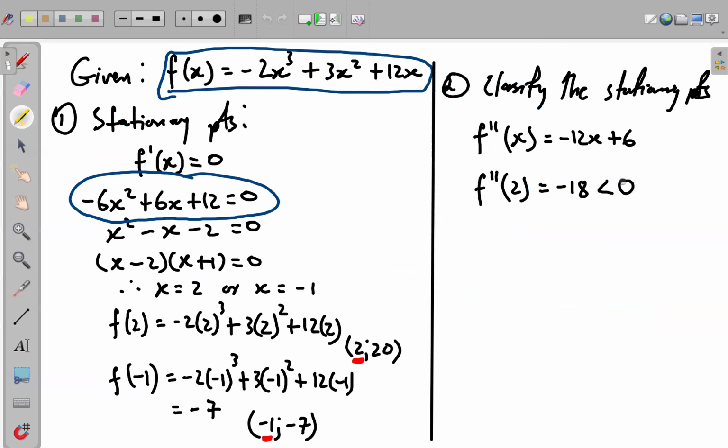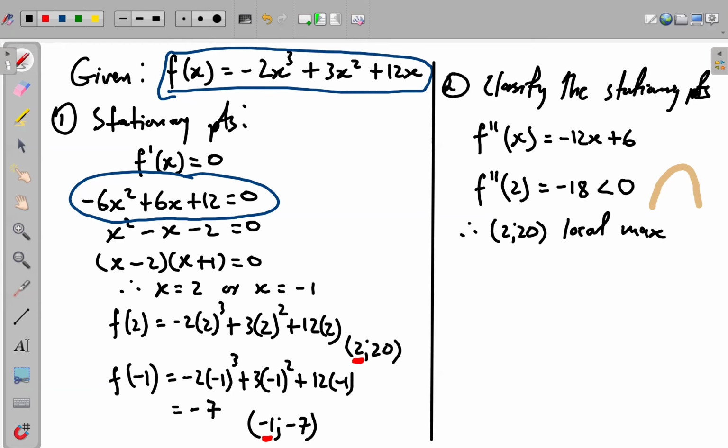It means that what is really happening at 2 is that we have a concave downward situation. And if we've got a concave downward situation, it would then mean that the point 2 and 20 is actually a local max.